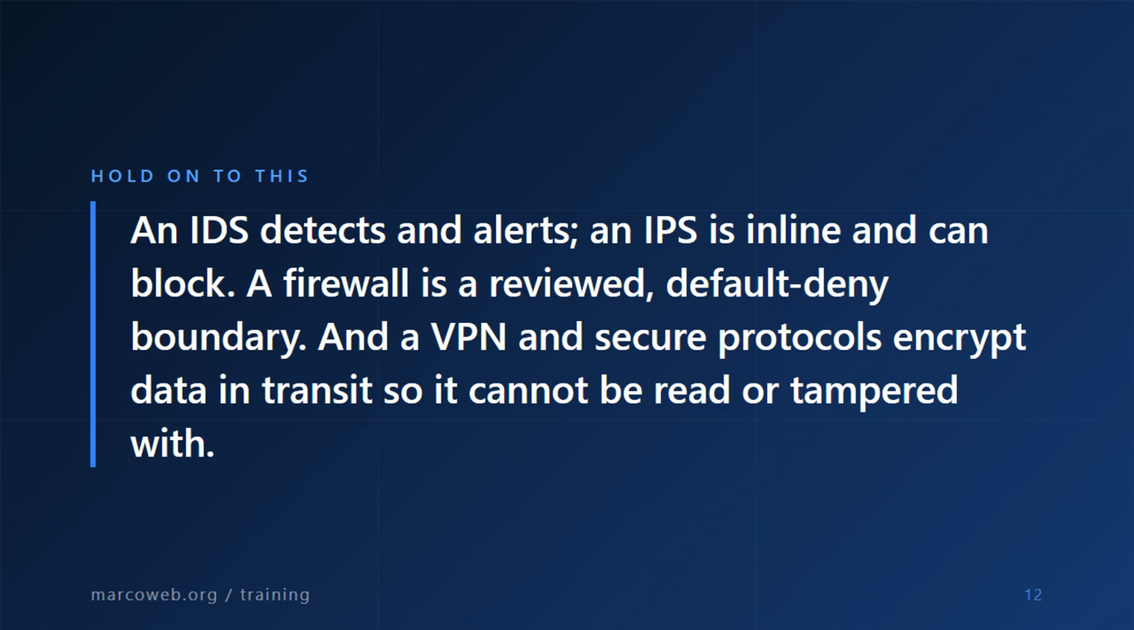So carry this away. An IDS detects and alerts, while an IPS is inline and can block, and the exam turns on which one acts. A firewall is a reviewed, default deny boundary, not an encryption or anti-malware tool. And a VPN and secure protocols encrypt data in transit so it cannot be read or tampered with over untrusted networks.